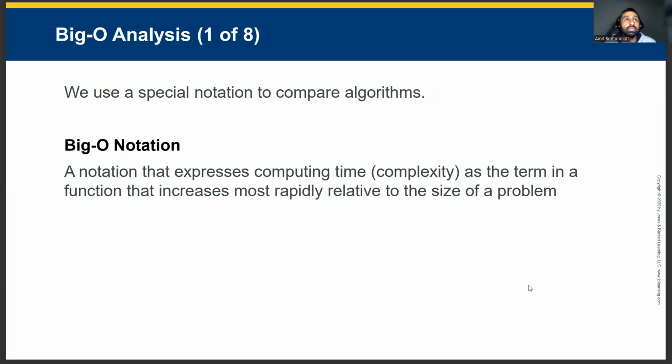Big O analysis. We use asymptotic notation to compare algorithms, a notation that expresses computing time complexity as the term in a function that increases most rapidly relative to the size of a problem. It's a mathematical framework used to compare the efficiency of algorithms. Big O describes how the time or space requirement of an algorithm grows relative to the size of the input.